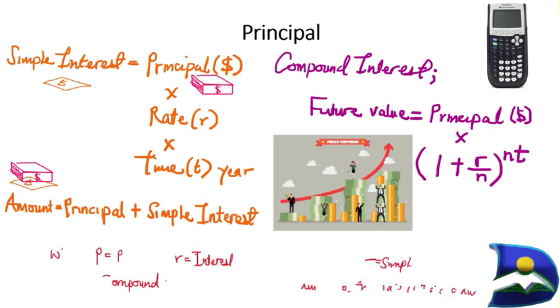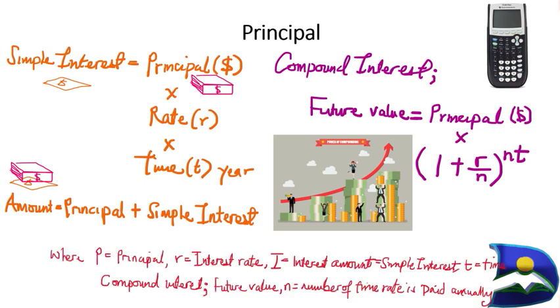So take note in here that the principal is represented as P, R is represented as the interest rate, I represents the interest amount, which is pretty much the simple interest, time is represented as T, the compound interest to determine that is a future value, which is FV, and we have the N, which is an influencer in this particular interest, and it is the number of times the rate is paid annually. So keep that in mind.